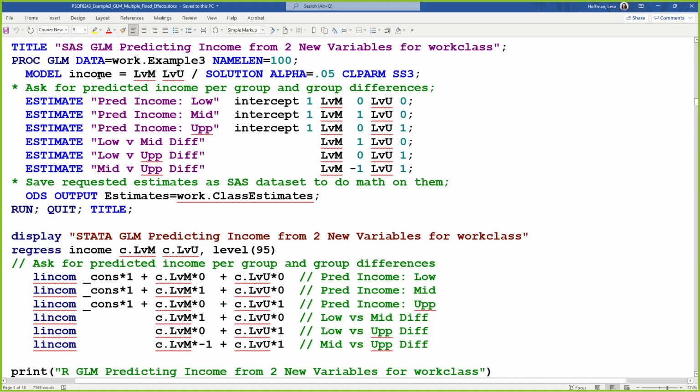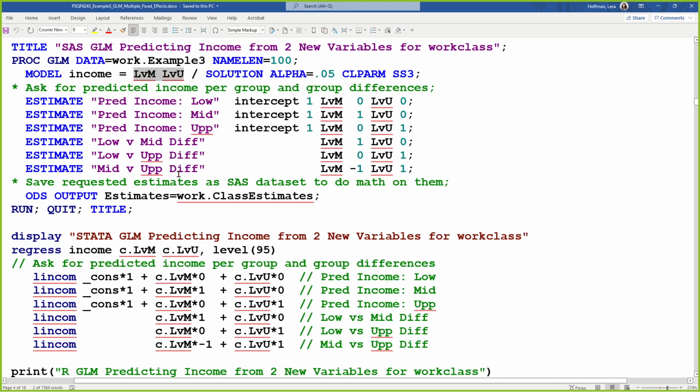Income is the outcome that I'm predicting. Equals then delineates what the predictors are to be. So note that it's my 2 dummy-coded predictors of L versus M and L versus U that go here, not work class. Work class is gone.